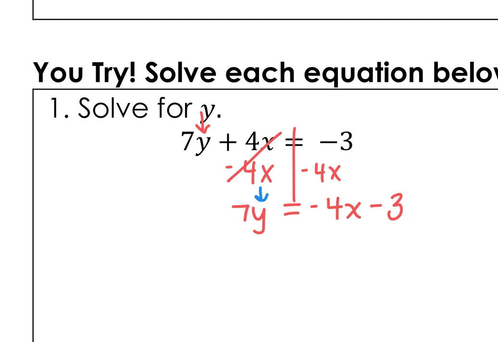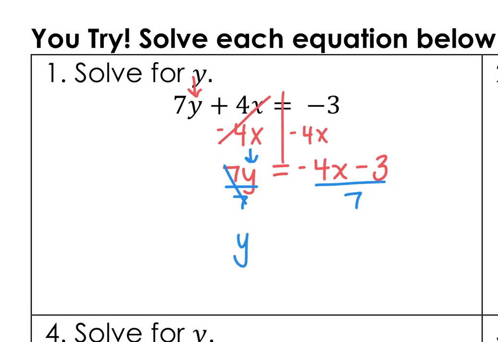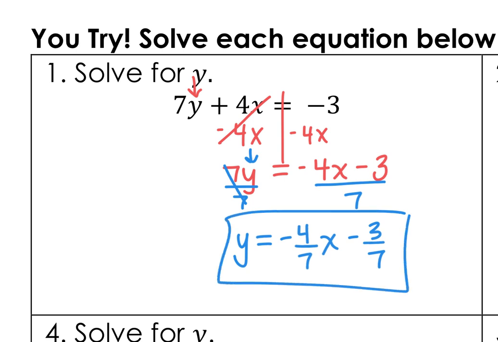So then the last thing I have to do to get y by itself is divide by 7. So we'll divide both sides by 7, which means y is equal to... 4 or 3 are not going to be divisible by 7. So that's good. We can just leave them as the fraction. So we just do negative 4 over 7x minus 3 over 7. Both terms get divided by 7, but since they can't, we just leave them as a fraction.